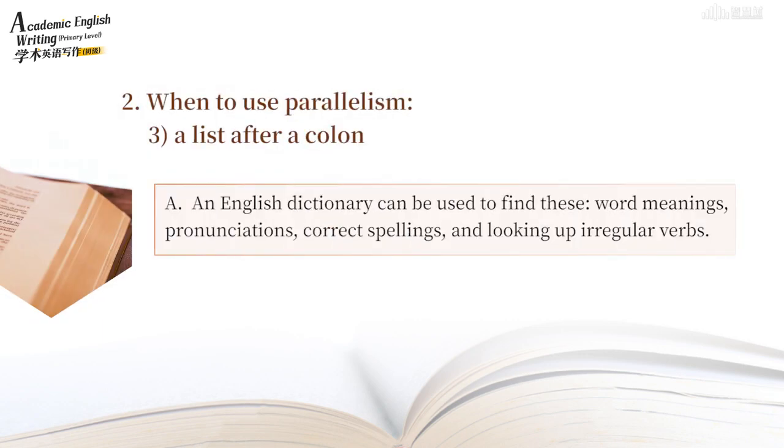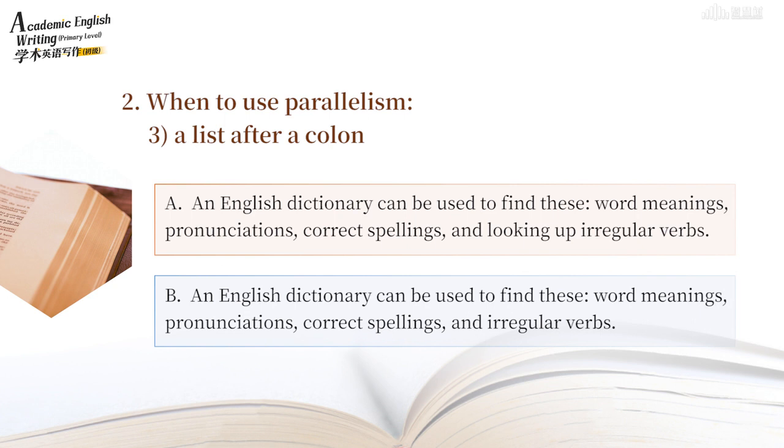A. An English dictionary can be used to find these: word meanings, pronunciations, correct spellings, and looking up irregular verbs. B. An English dictionary can be used to find these: word meanings, pronunciations, correct spellings, and irregular verbs.